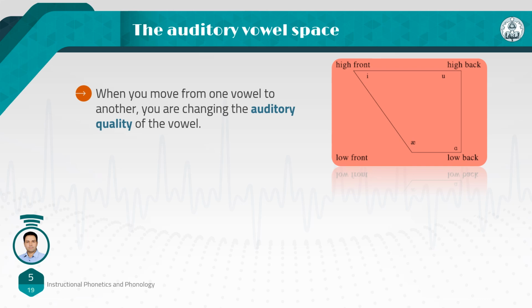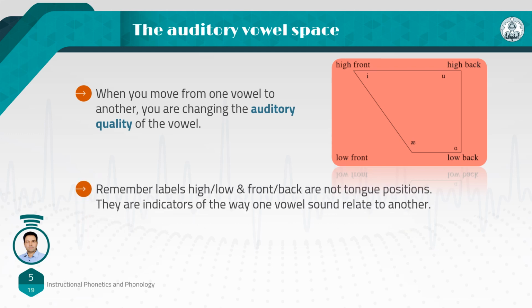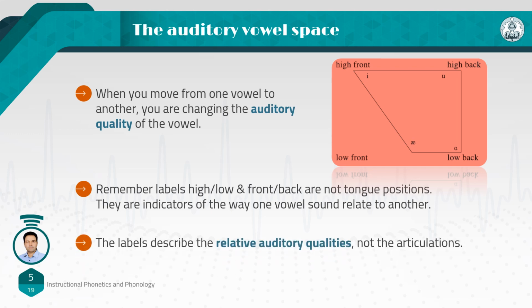Given a notion of an auditory vowel space of this kind, we can plot the relative quality of the different vowels. Remember that the labels high, low, and front or back should not be taken as descriptions of tongue positions, because they're not. They are simply indicators of the way one vowel sounds relate to another sound. The labels describe the relative auditory qualities, not the articulations.